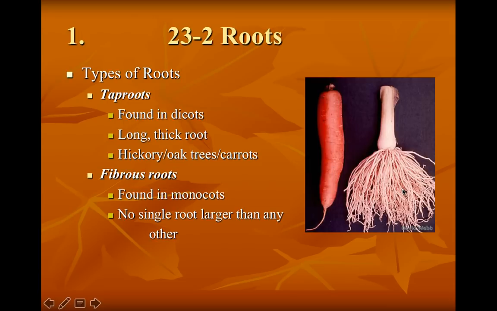None of them are bigger than the other. Okay, so lots of thin, hair-like roots. Some examples would be this green onion. A lot of grasses fall into this category. Anything that has this wide clump of hair-like roots falls under the fibrous root category.